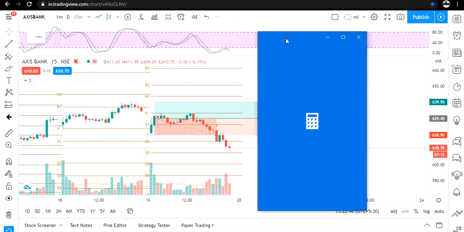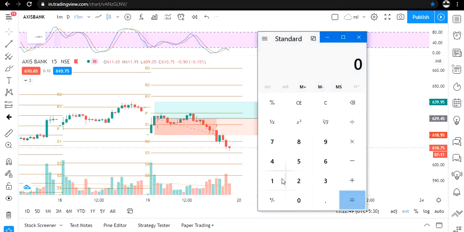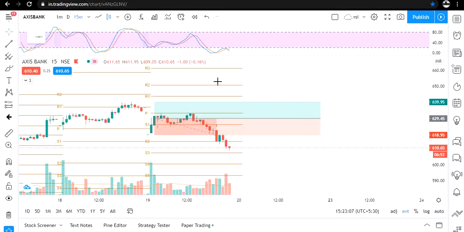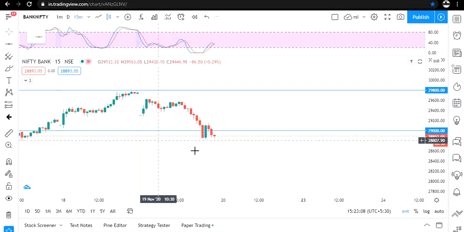So let me open the calculator. Okay, so 10.50 was our stop loss points and the quantities were 9. So our today's total loss in the equity segment is 94.5 rupees. Okay traders, now coming on to our trade in options.